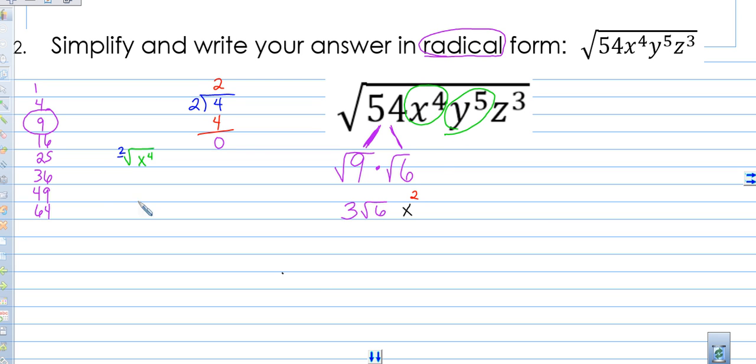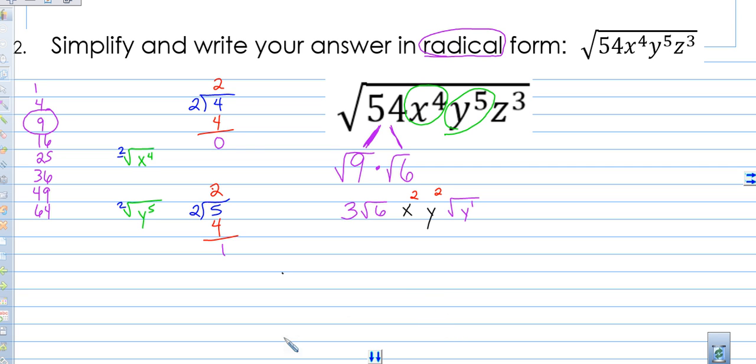So we're going to take y to the 5th now, so the square root of y to the 5th. And remember, there's an understood 2 here, which means that's like 5 divided by 2. And then 2 goes into 5 2 times, sorry, jumping ahead. And that gives us 4 with a remainder of 1. Okay? So then that means that we'll have y squared on the outside with 1 remaining on the inside.